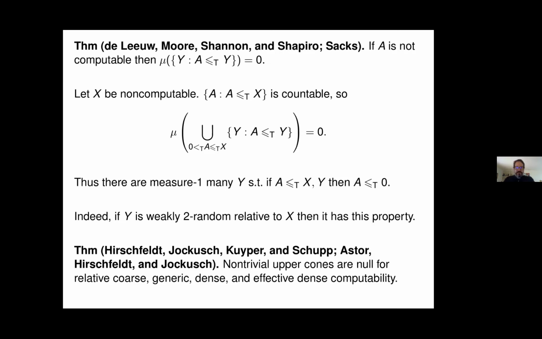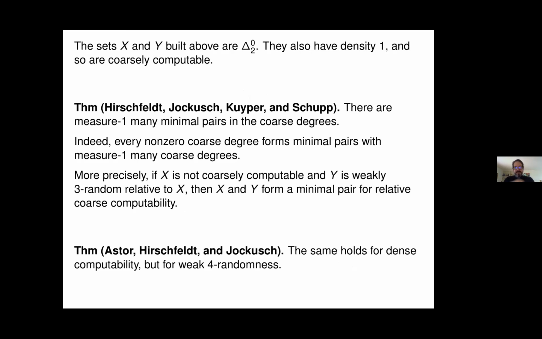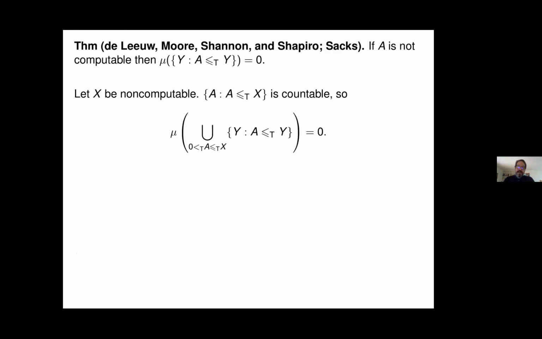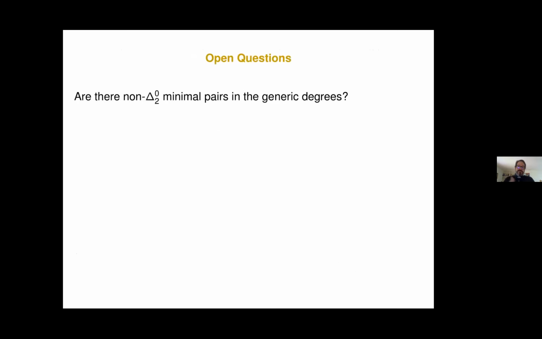But for those, from this result, we get this result, right? That you have measure 1 many minimal pairs in the coarse and the dense degrees. So that raises a lot of questions. For example, the minimal pair that we saw for the generic degrees, both sides are delta 2. Are there non-delta 2 minimal pairs in generic degrees? No idea.